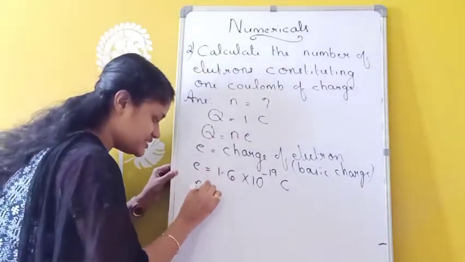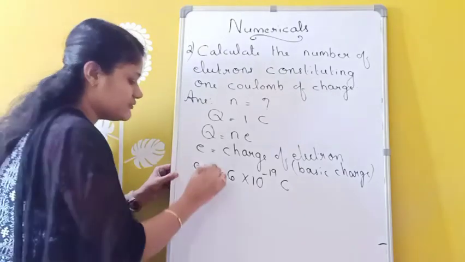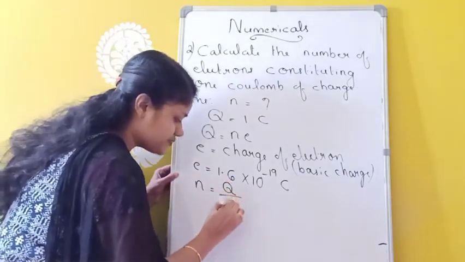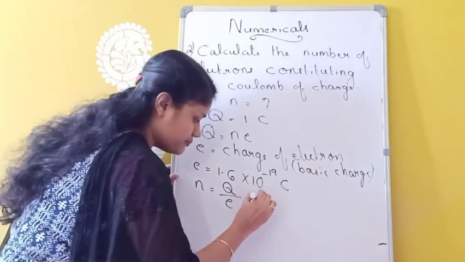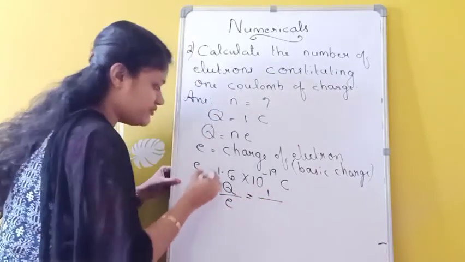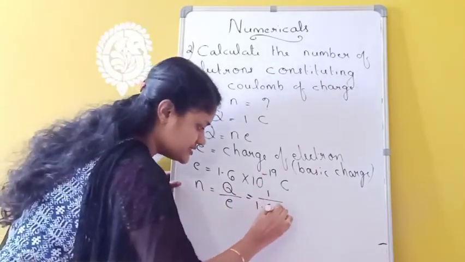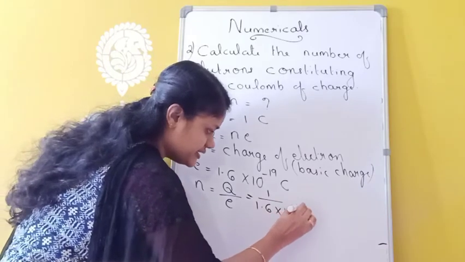So from this we can find N. N equals Q by E. So Q is how much here? 1. 1 divided by what is the charge here? 1.6 into 10 raised to minus 19.